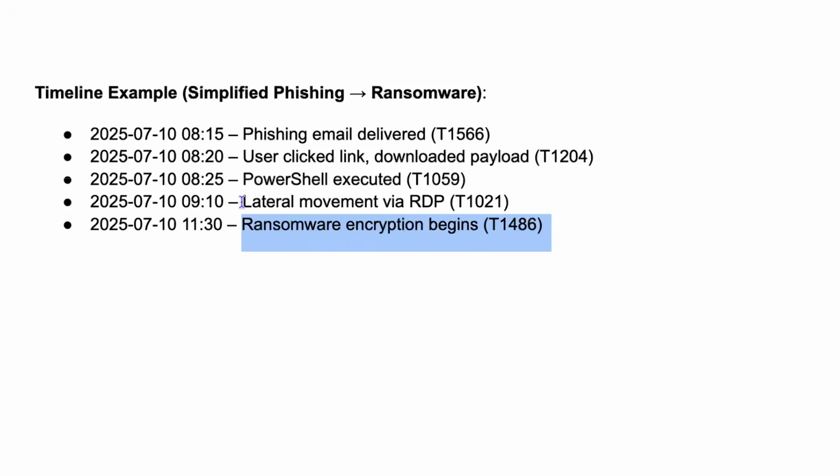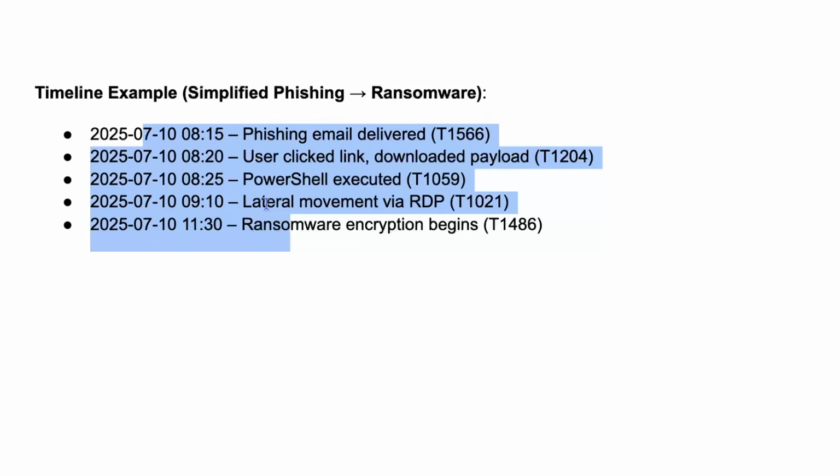So for a while, they were moving laterally and trying to figure out which assets they should encrypt. And at 11:30, they started encrypting those assets. So this is a basic timeline, super, super basic. It's very likely that in a real-world example, the timeline is going to be much longer and it might even be more complex. It might involve more steps, etc. But it is the basic example of how you should be tracking this.